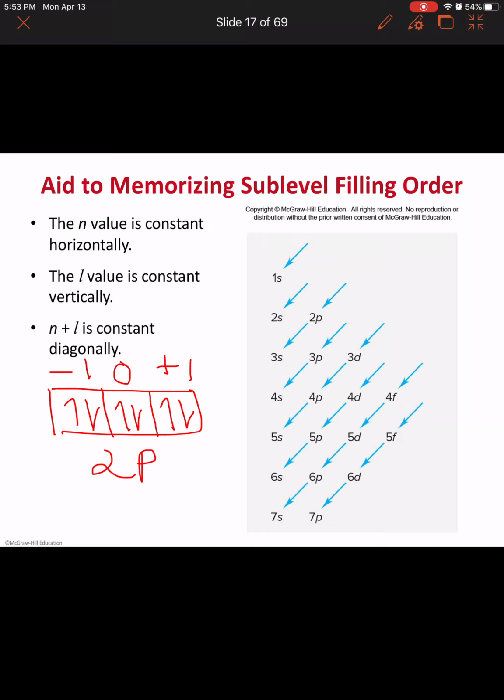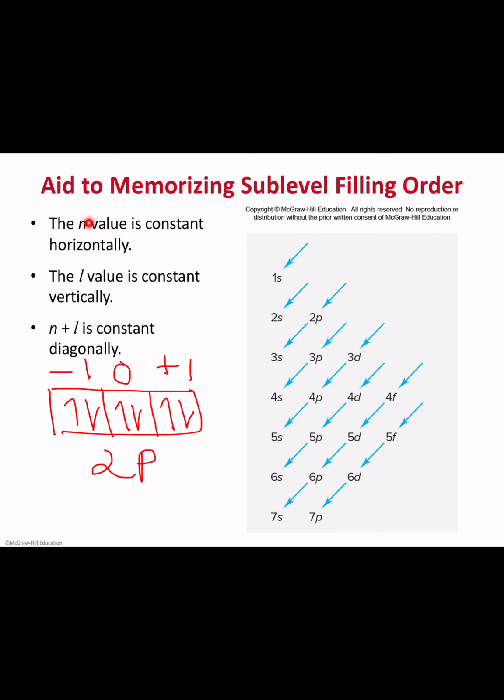It's very easy to put this together. The n value is constant horizontally. So n value 2, 2, 3, 3, 3, 4, 4, 4, 4, 5, 5, like that. And the l value is constant vertically. So this is the l value.